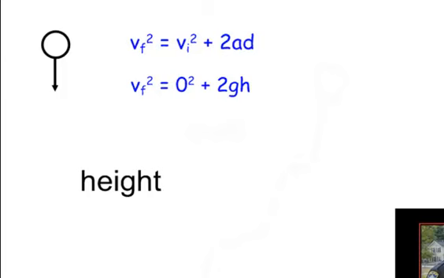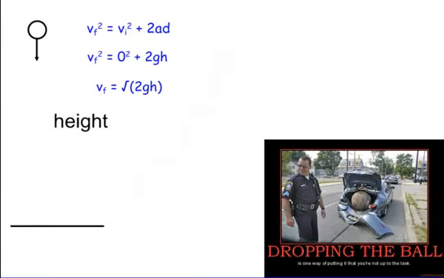So if I do my algebra there, all I have to do is move that square root over to the other side, and it's square root 2gh. And that's the final velocity. And so guys, if I'm just dropping a ball, I can use kinematics, can't I? I can use my constant acceleration equations.